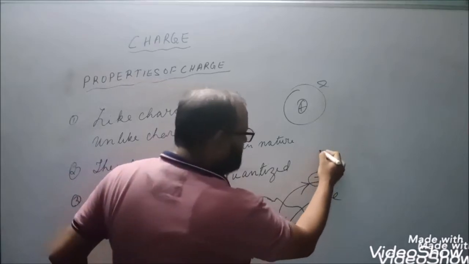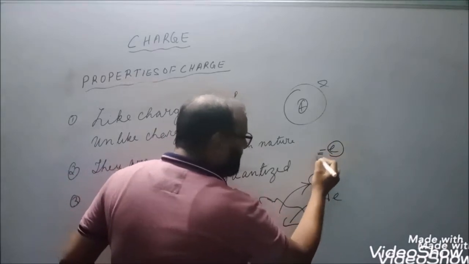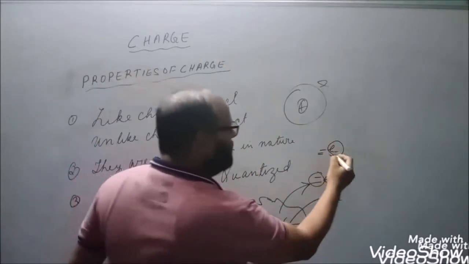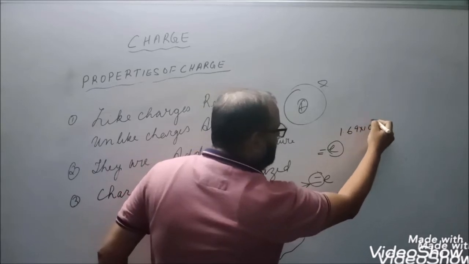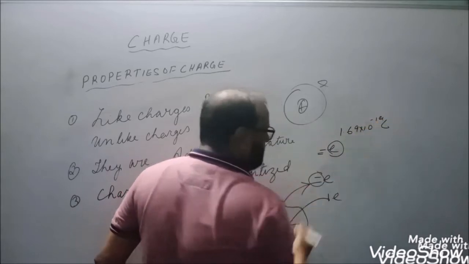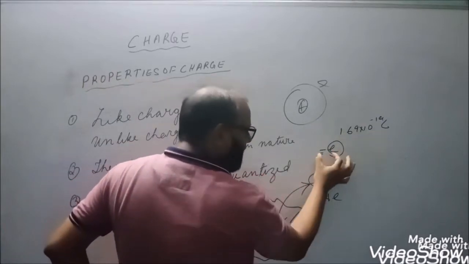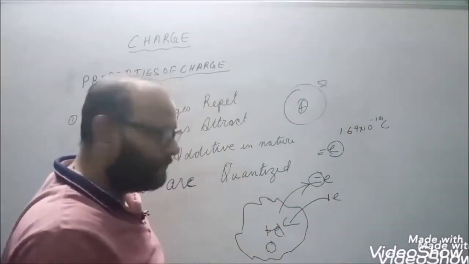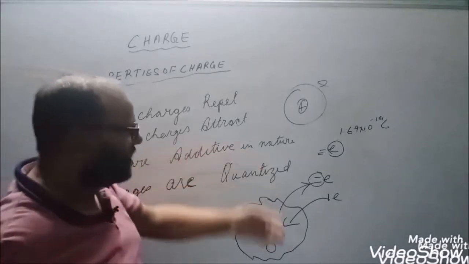Now once we say minus E, let us talk about minus, negative. How much naughtiness, how much badness is it? It is 1.69 into 10 to the power minus 19 C. This is the amount of badness. Bad is bad, negative is bad. How much negative is bad? This much negative. So now this can be taken as additive.